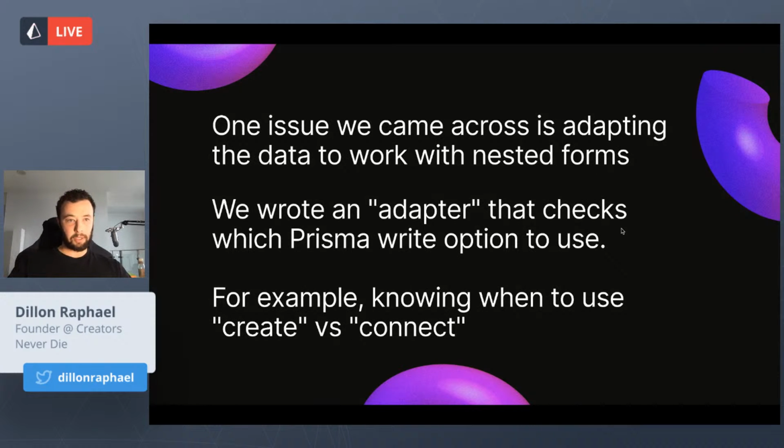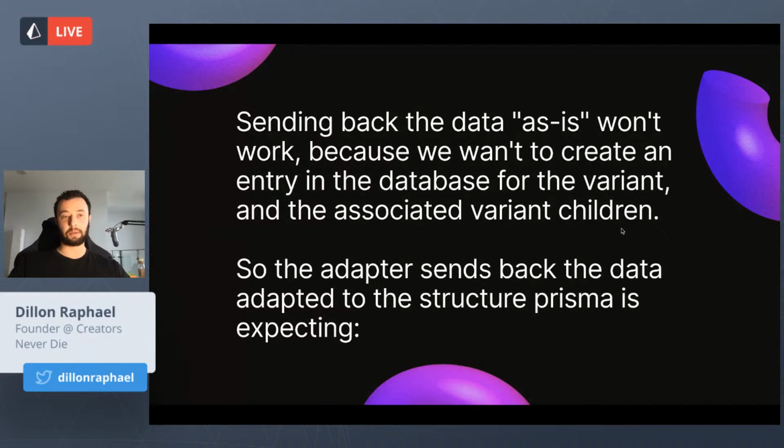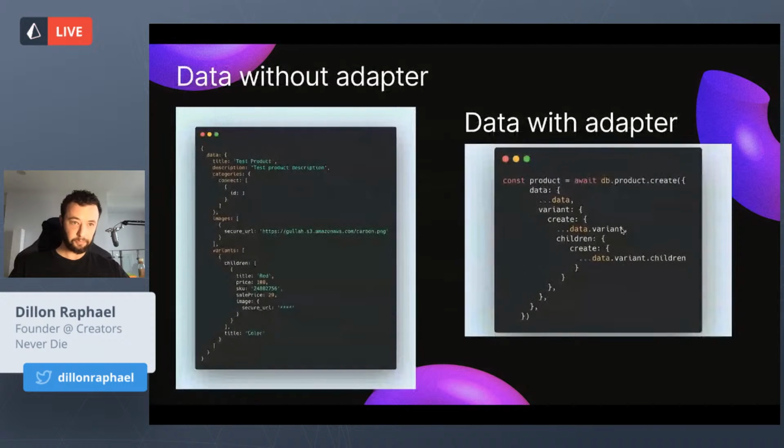Although one issue we did come across was adapting the data to work with the nested forms. So we ended up hacking together what we call an adapter that checks which Prisma write options to use. So for example, knowing when to use create versus connect or delete, etc., got pretty complicated when working with arrays within arrays within arrays. So sending back the data as is won't work, because we want to create actual entries in the database for the variant and the associated variant children and inventory. So the adapter sends back the data adapted to the structure Prisma is expecting.